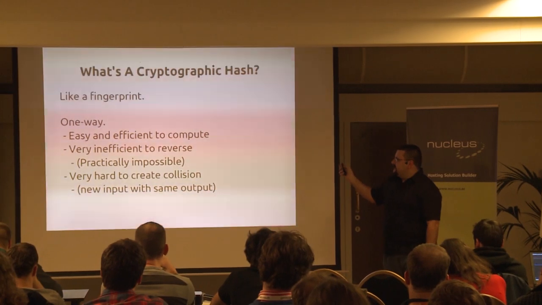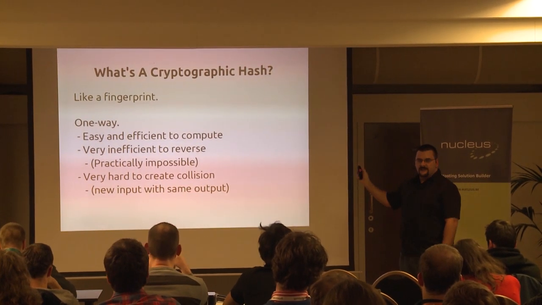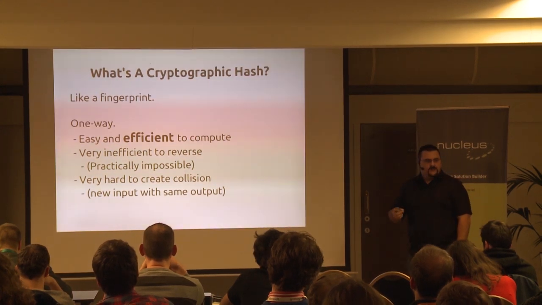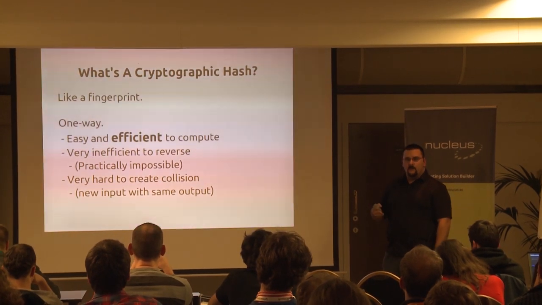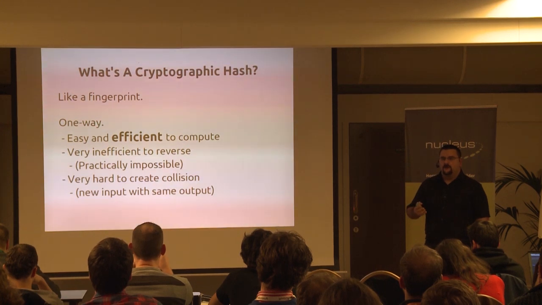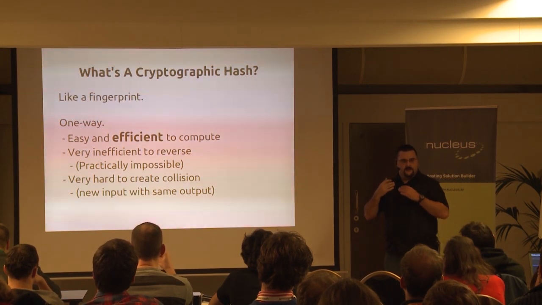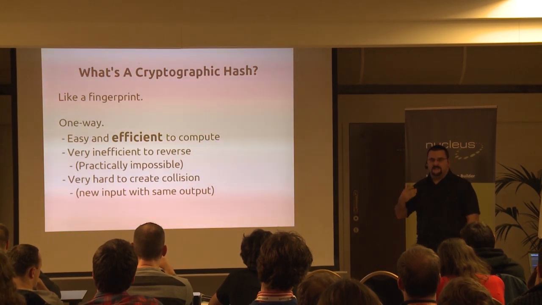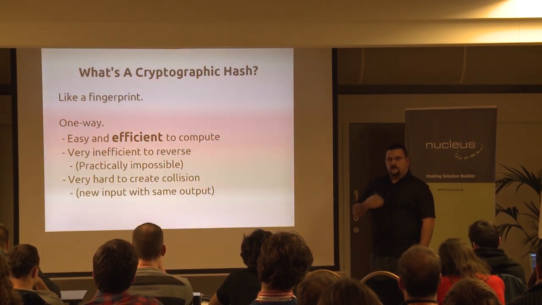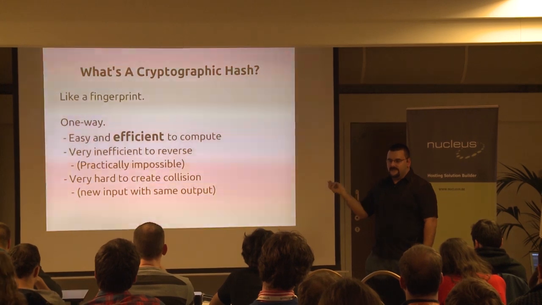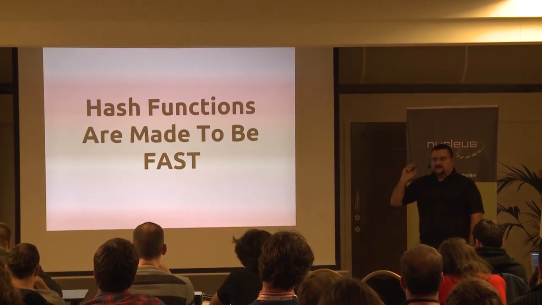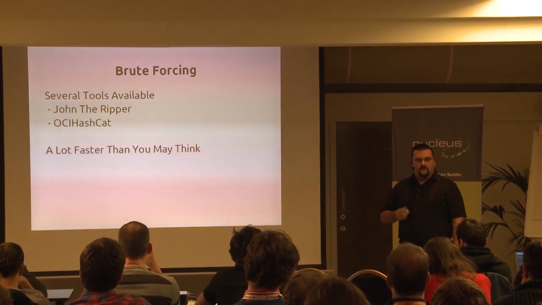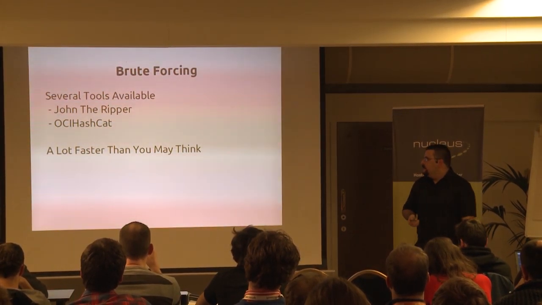So this was a slide that was up earlier, and there's a very key word on this slide, and I'm going to bold it. Hash functions like MD5, SHA-1, SHA-256, SHA-512 are designed, and one of their design philosophies is that they're efficient. They're fast. They can process large amounts of data. Some are more efficient than others, but we'll get to that in a minute. So since they're made to be fast, brute forcing becomes a real viable alternative.